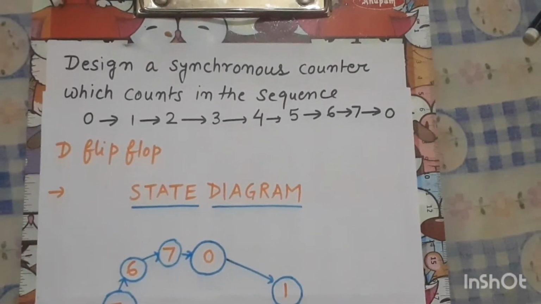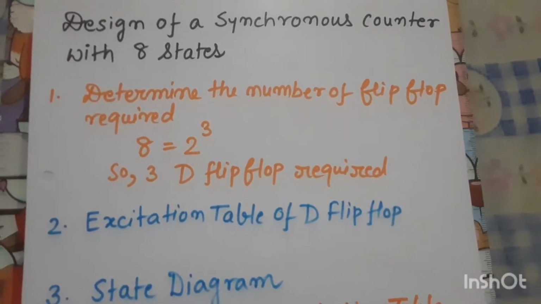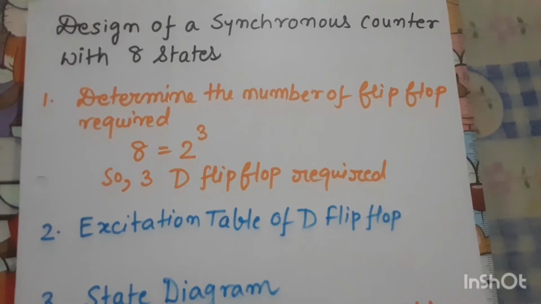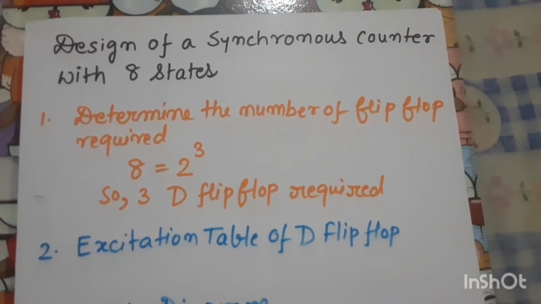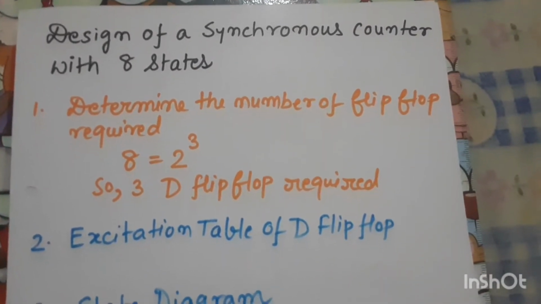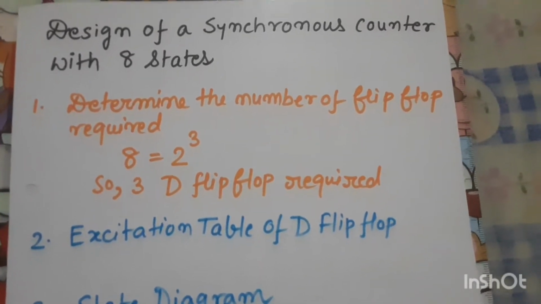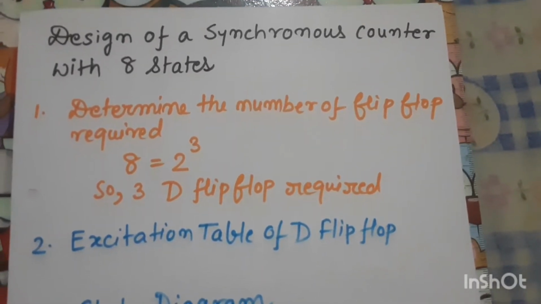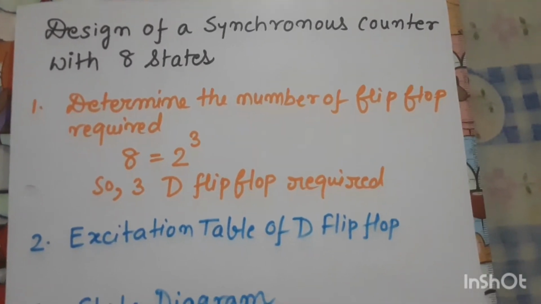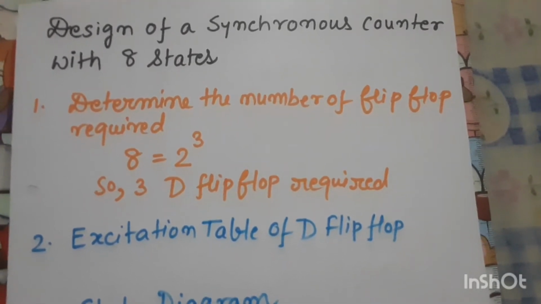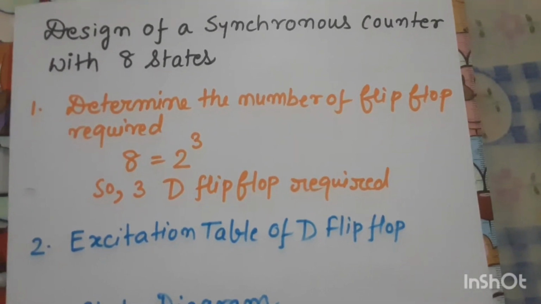So, let's start. The synchronous counter is actually a sequential circuit, a sequential circuit which has a combinational block and a memory block. For the memory block, we are going to use the flip-flop, and we are going to design the combinational block too. Why synchronous? Synchronous means all the outputs of the counter change at the same clock edge, unlike the asynchronous counter.